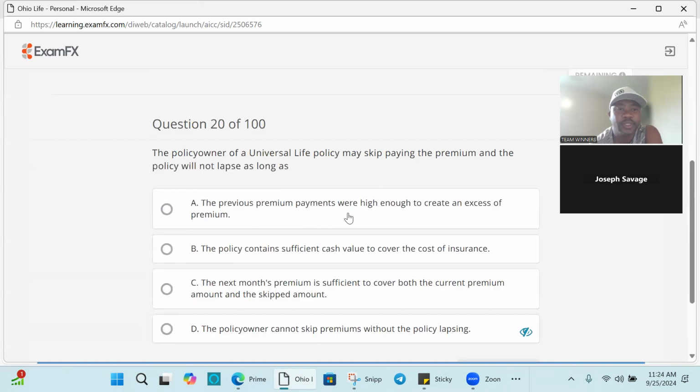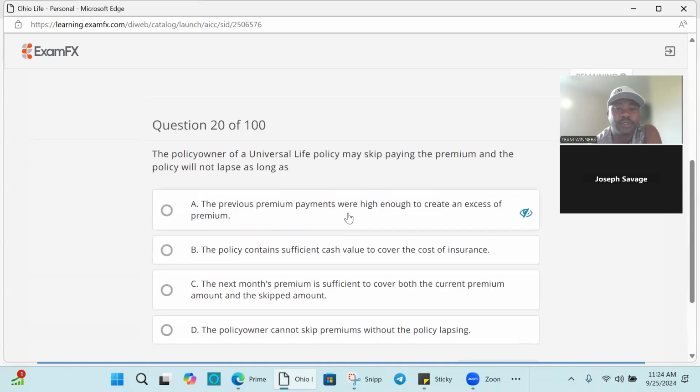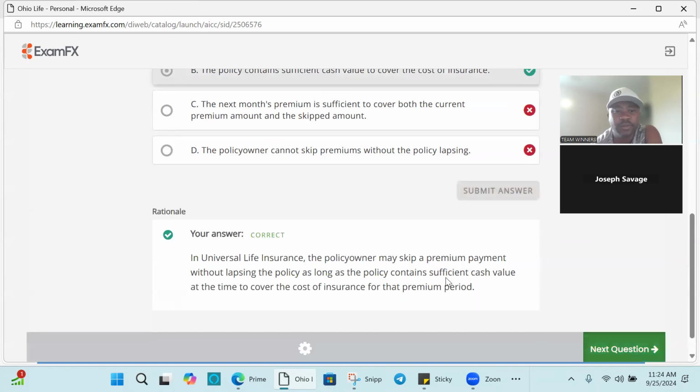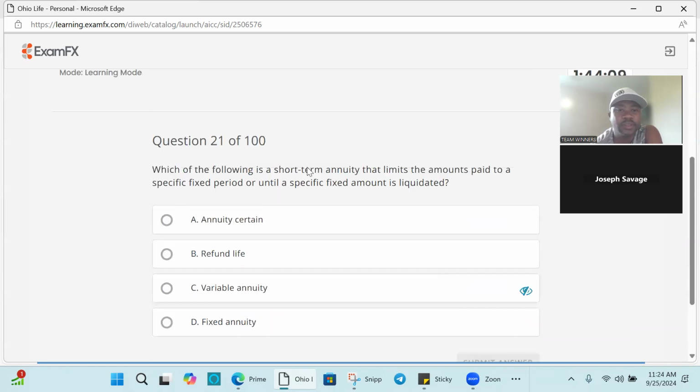That's the answer. The policy owner of a life insurance policy may skip paying the premium, and the policy will not lapse as long as the policy contains sufficient cash value to cover the cost of insurance for the current and skipped month. Yep. Automatic premium loan, that's what that's called.